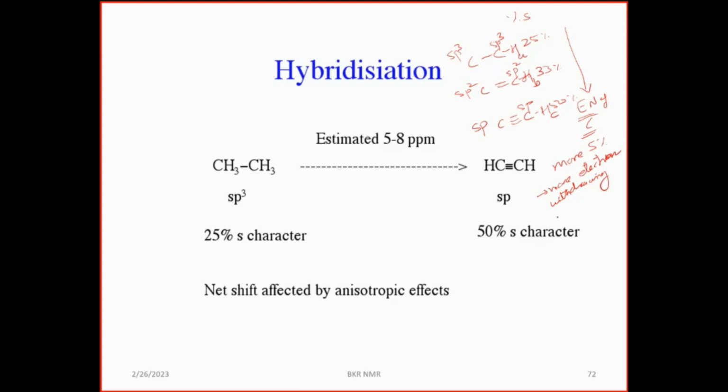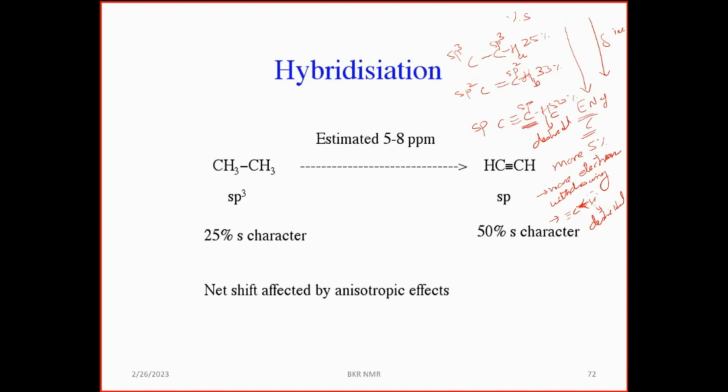So if it is electron withdrawing, the triple bond carbon will withdraw all the electrons from the hydrogen. Then will this hydrogen be shielded or de-shielded? If I pull the electrons, it will become de-shielded. So when I move from alkane to alkene to alkyne, you have more S character, therefore this should be de-shielded.